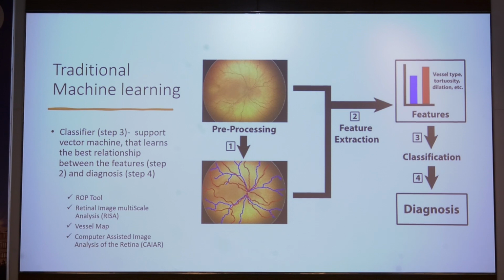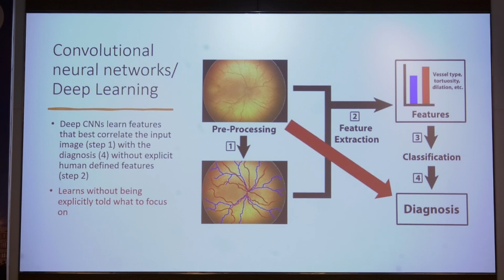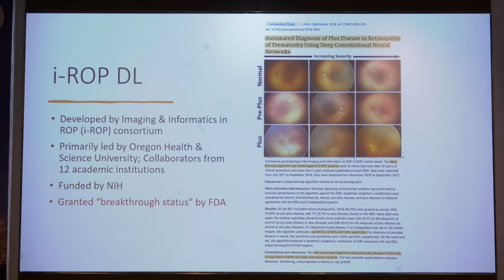So there are certain tools such as ROP tool or RISA and vessel map, but now the traditional machine learning has been slowly replaced by the deep learning or convolutional neural network based approach, in which it will directly go from step 1 to step 4 without humans telling the machine which features are to be looked at.